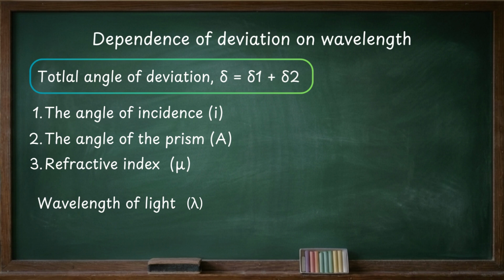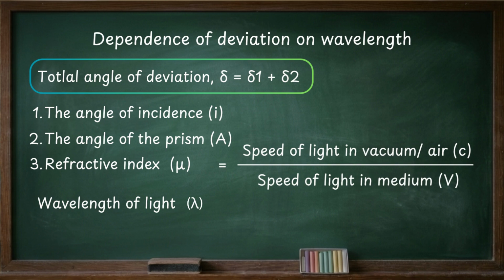To understand this better, let's recall the formal definition of the refractive index mu. It is the ratio of the speed of light in a vacuum or air to the speed of light in that specific medium. In short, it is a direct measure of how much a medium slows down light.